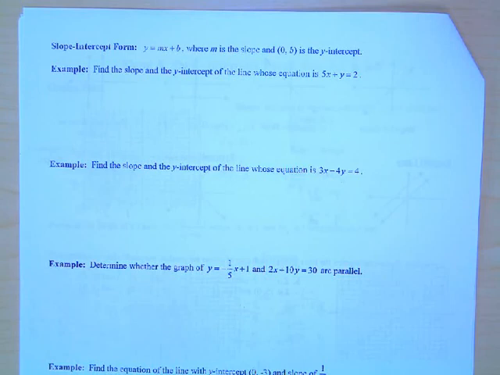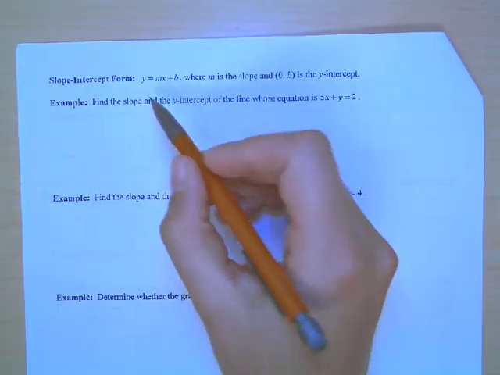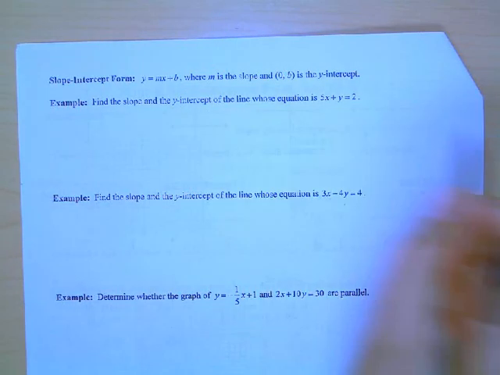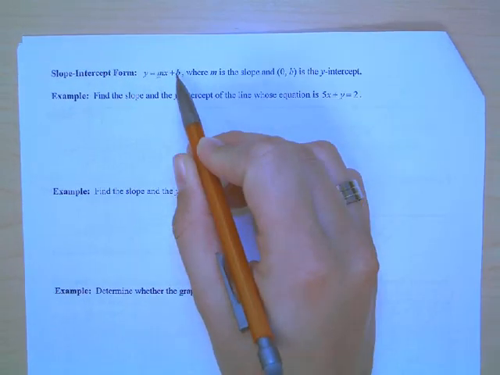Okay, slope-intercept form is y equals mx plus b. You should be pretty familiar with this. It's one that we use quite a bit. M here is our slope, and b is our y-intercept. Our y-intercepts are always ordered pairs, so we write it (0, b), not just b.